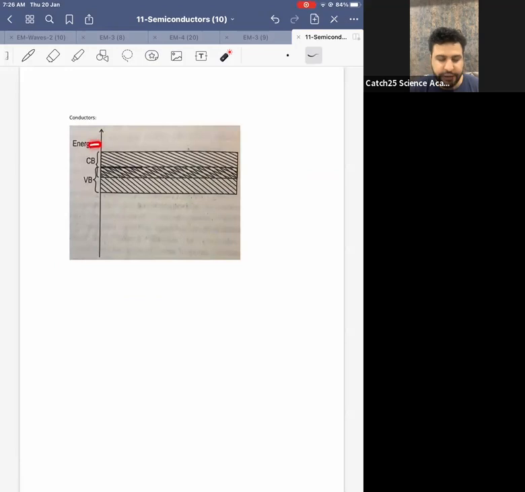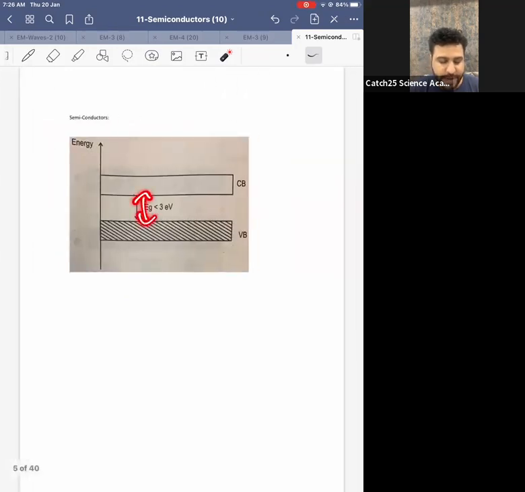Now, how do I measure the gap? Since it is energy, how do I measure the gap? What is the SI unit of energy? The SI unit of energy is Joule. But in this chapter, we will measure energy in electron volt. It is one more unit of energy. It is not the SI unit, but it is a practical unit in this chapter. Therefore, in this chapter, energy will be measured in electron volt.